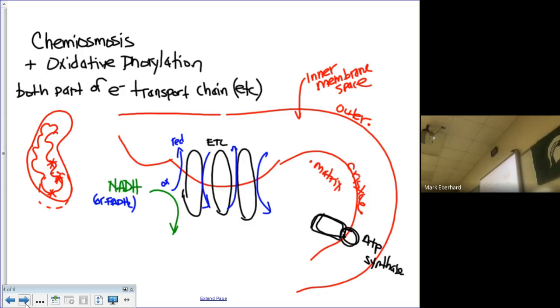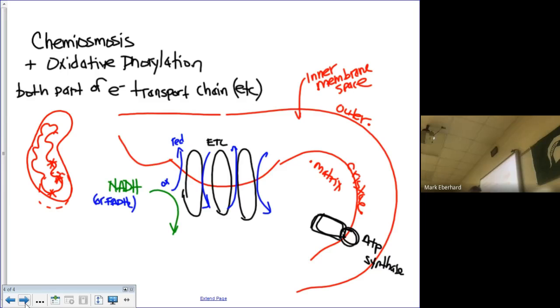NADH or FADH2 is going to move towards the electron transport chain. All the NADHs that you made during glycolysis, all the NADHs you made during the link step, all the NADHs and FADH2s that you made during the Krebs cycle, they're going to move to an electron transport chain in the vicinity.